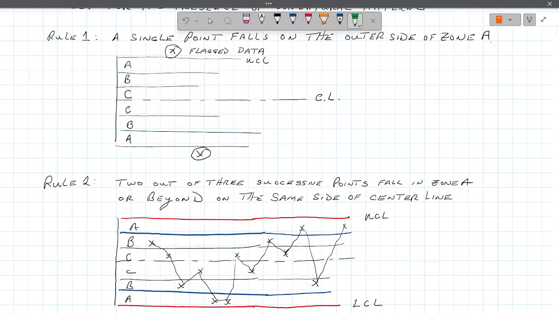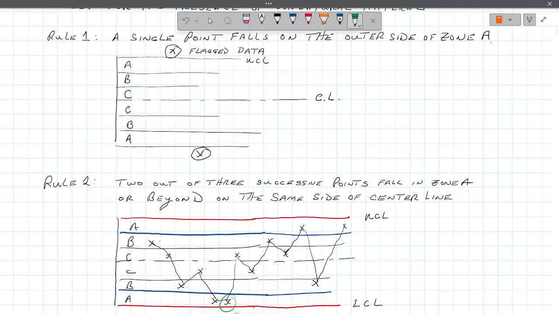So I'm looking for 3 consecutive points where 2 out of the 3 fall in zone A. So we are good here, here, here, there, but all of a sudden now I got issues right here. So this second point right there becomes a violation of rule 2.